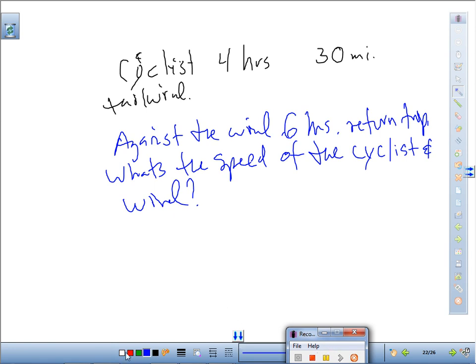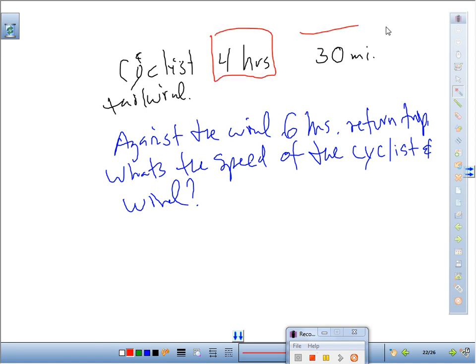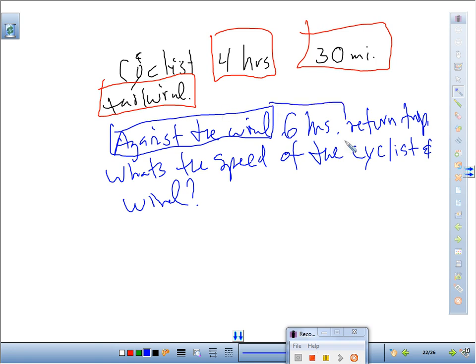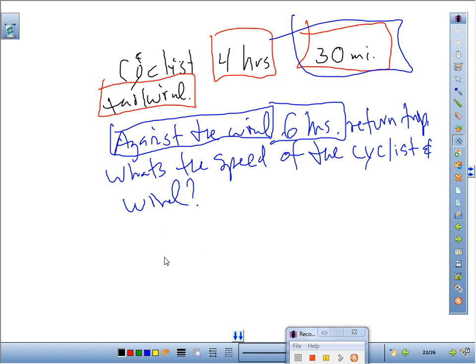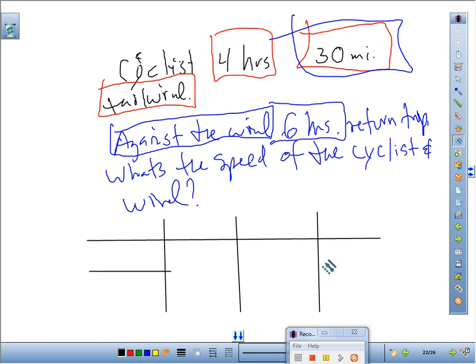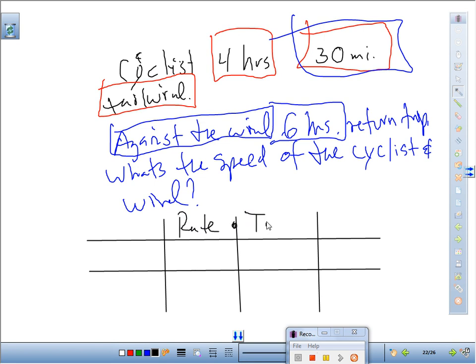So for this one, first things first, I need to box and underline stuff. The cyclist, it took 4 hours, 30-mile trip with a tailwind. Against the wind, it took 6 hours, and it took the same distance. So I make my table. 1, 2, 3, 2 across. It's a rate problem, so I write rate times time equals distance.